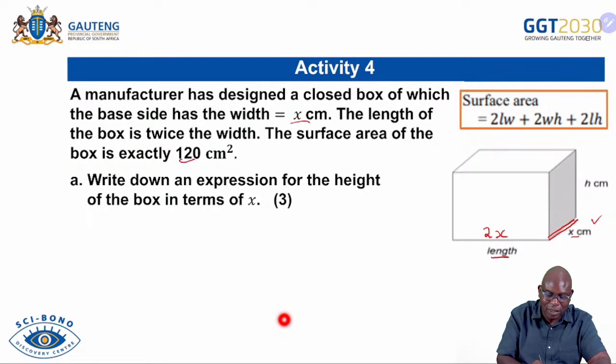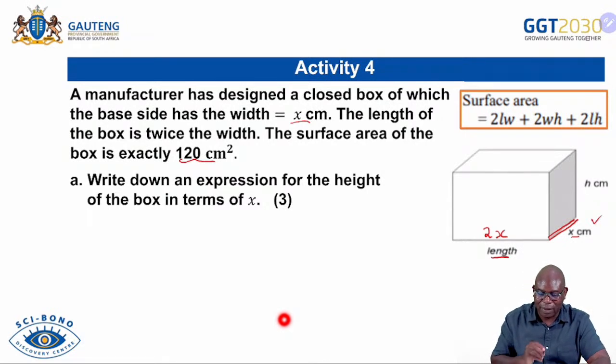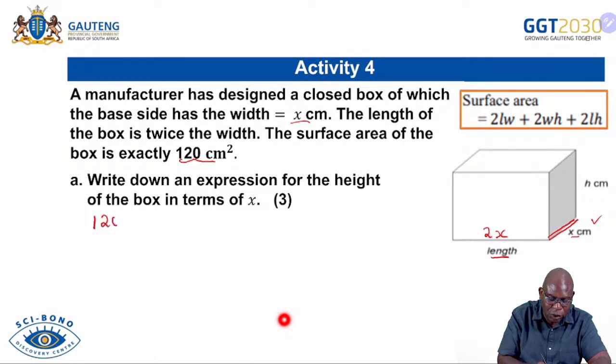But now what is given? I'm given the surface area. Which means I need to have a formula for the surface area to be able to get the height of the box in terms of x. Nice. So now I've got the surface area. It is given, it's 120.